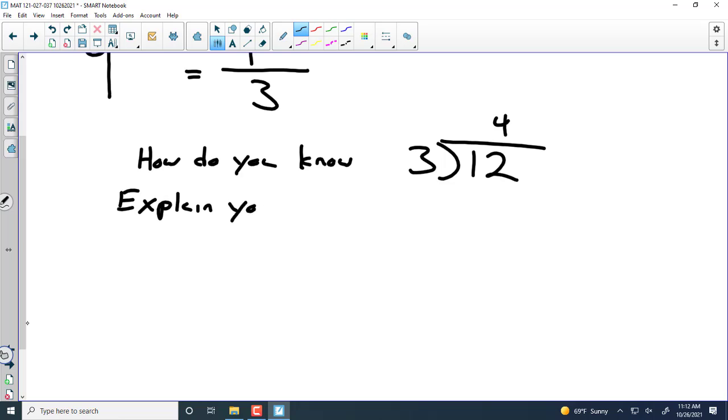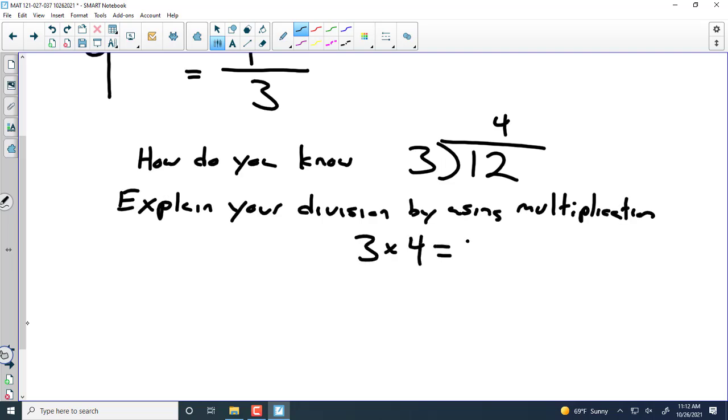Explain your division by using multiplication. You would explain, I know that's true because I know that 3 times 4 equals 12. That's why I know that 12 divided by 3 is 4.